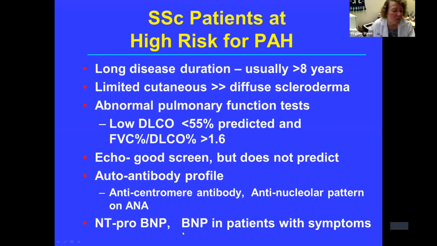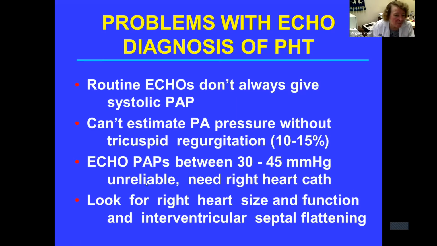The NT-proBNP and the BNP particularly may be helpful in patients with symptoms to see whether they have any heart involvement. But there are lots of problems with echoes in the diagnosis of pulmonary hypertension. Many echoes don't even give you the estimated RVSP, and in at least 10 to 15% you can't estimate it because they can't get the actual tricuspid regurgitation, which is how they calculate the estimated RVSP.